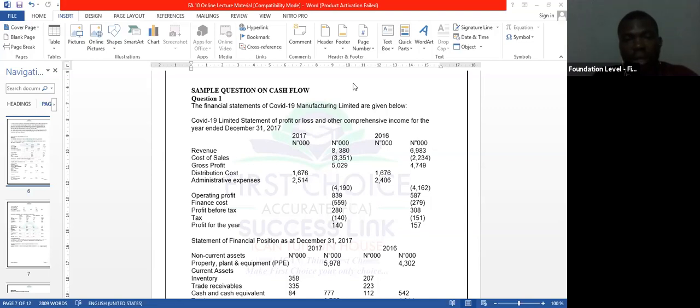This question is a past question, May 2018. If you have the hard copy with you, you can easily open to it. It's May 2018 question two. What I'm going to do right now is read through the question, and when I'm done reading, we now solve. You are required to solve this question using the indirect method, but I'm going to solve it using both the indirect method and direct method. I'll use a single question to explain the two so that you know the differences and the similarities between the two. So let's start the question.